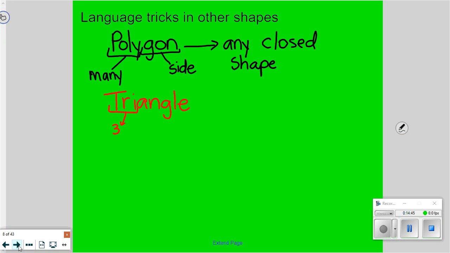Next one, we've talked a lot about, we've written this word before. Quadrilateral. Quadrilateral, you're writing. If I'm writing, you are writing. I already passed 3rd grade.